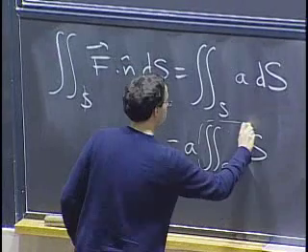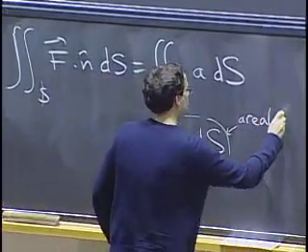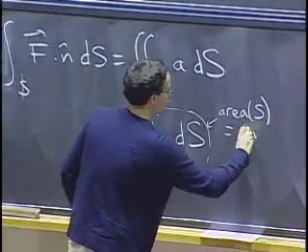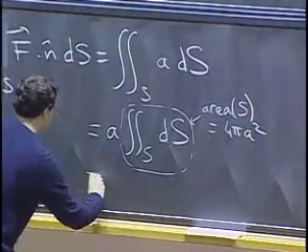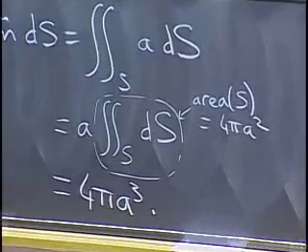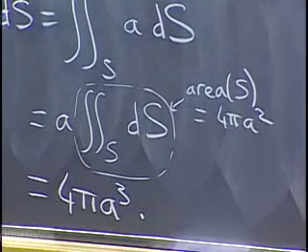Okay, so this guy here is going to be the area of S. So I know that to be 4 pi a squared. So I will get 4 pi a cubed. Okay, so that one was relatively painless. That was too easy.